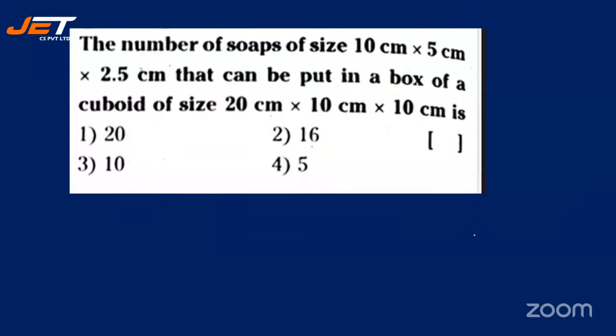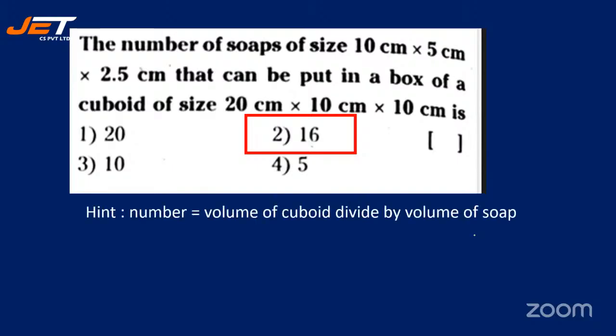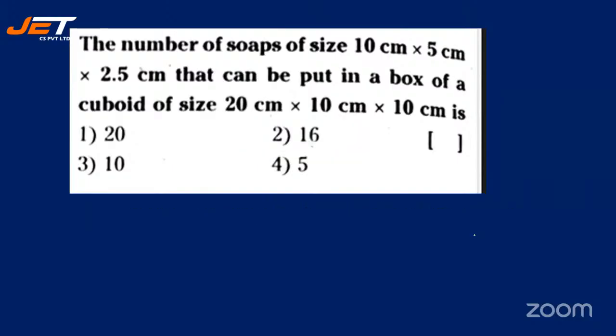The number of soaps of size 10 centimeter into 5 centimeter into 2.5 centimeter that can be put in a box of a cuboid of size 20 centimeter into 10 centimeter into 10 centimeter is dash. So is it 20? Is it 16? Is it 10 or is it 5?